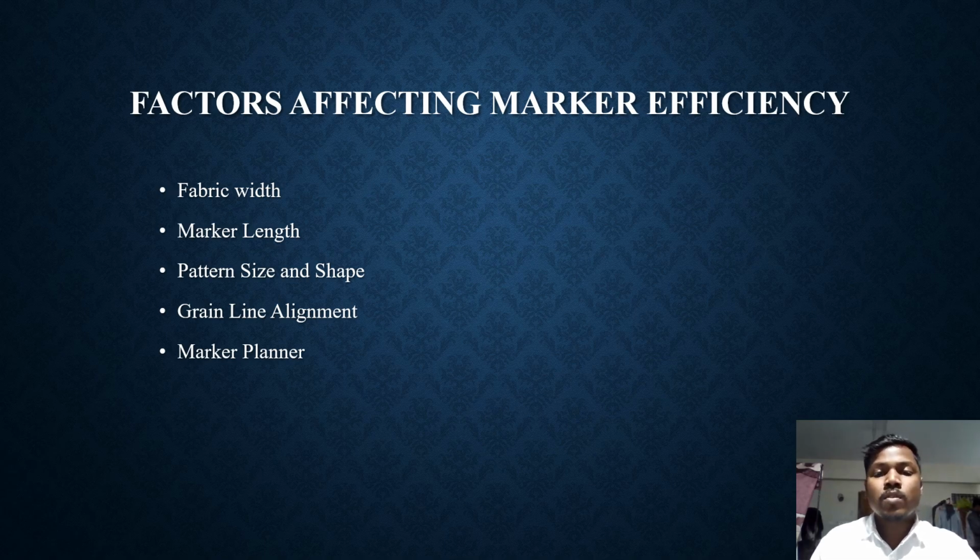Pattern size and shape. The complexity and size of the patterns impact how well they fit together. Odd shapes may create gaps, reducing efficiency. Grain line alignment. Proper alignment of pattern pieces with the fabric grain ensures garment quality but can limit placement options, affecting efficiency. Marker planner. A skillful and experienced person planning the marker plays a crucial role in optimizing fabric usage.